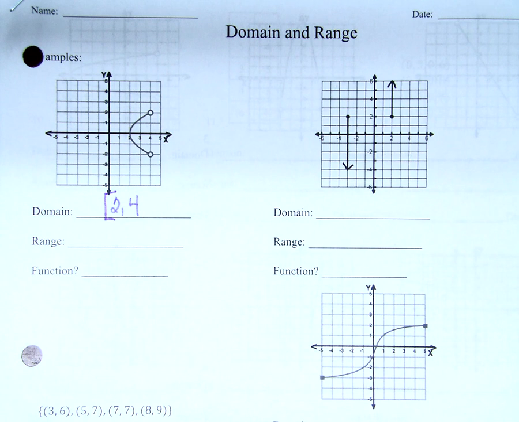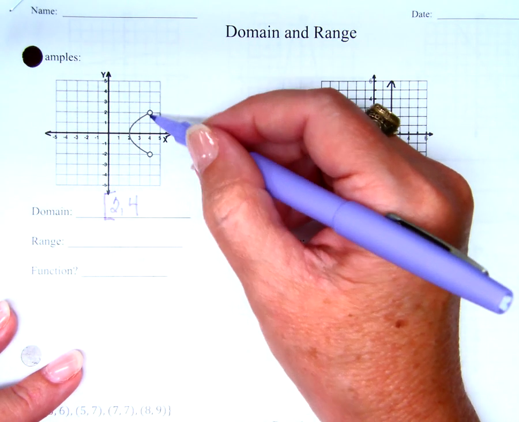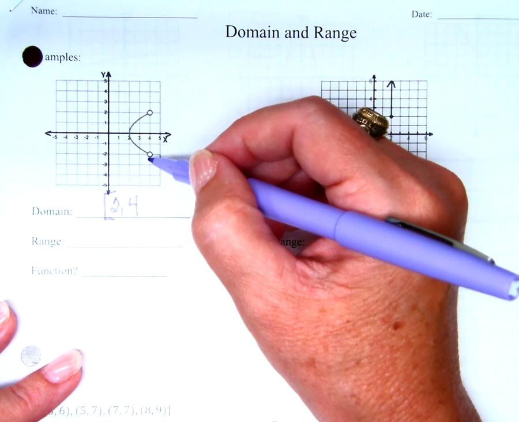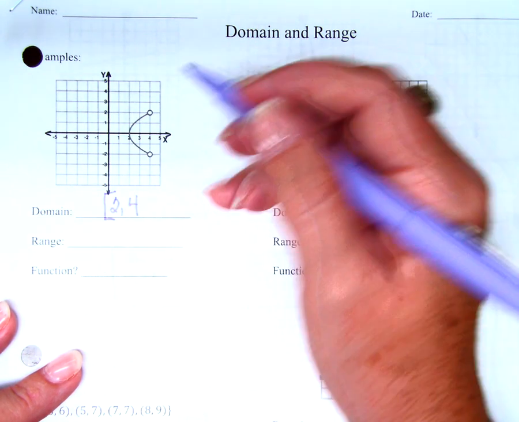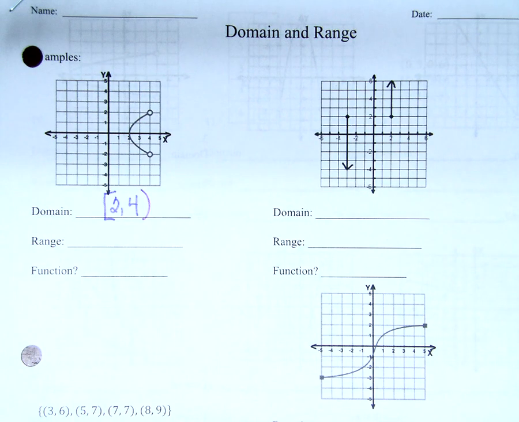Is 4 included in my domain? Why no? It doesn't touch it, and you know that because there are open circles on 4. Does that make sense? Because there's open circles on 4, I put a parenthesis instead. Okay? Any questions?